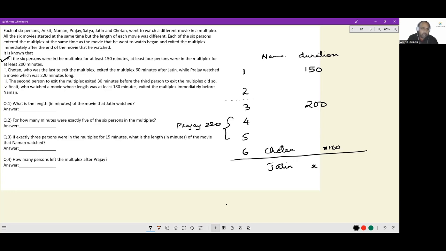The second person to exit the multiplex exited 30 minutes before the third person to exit the multiplex did so. The second person to exit the multiplex must have left after 170 minutes, 30 minutes prior to the third person. Okay, this is entirely taken care of.